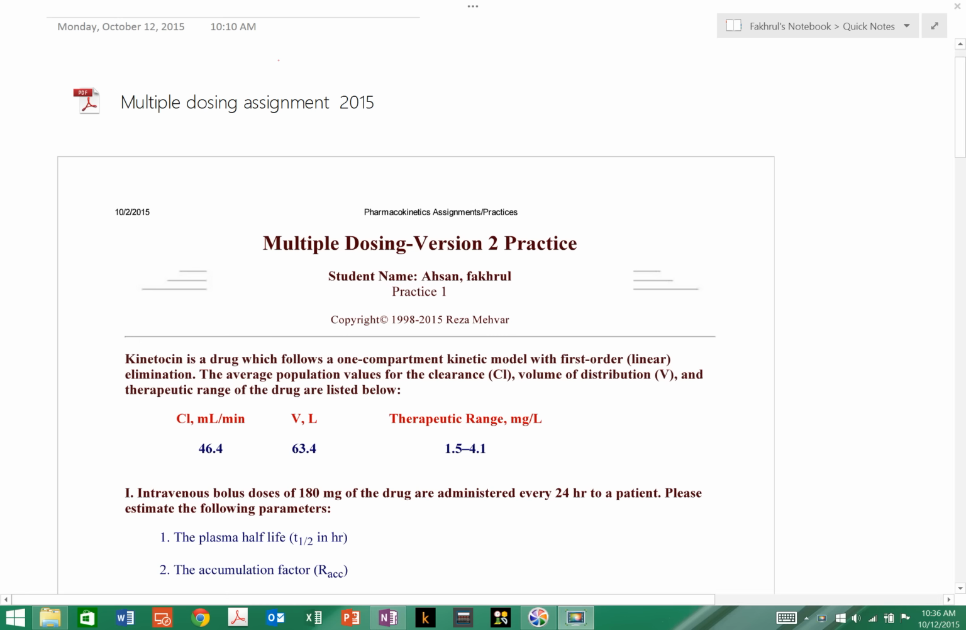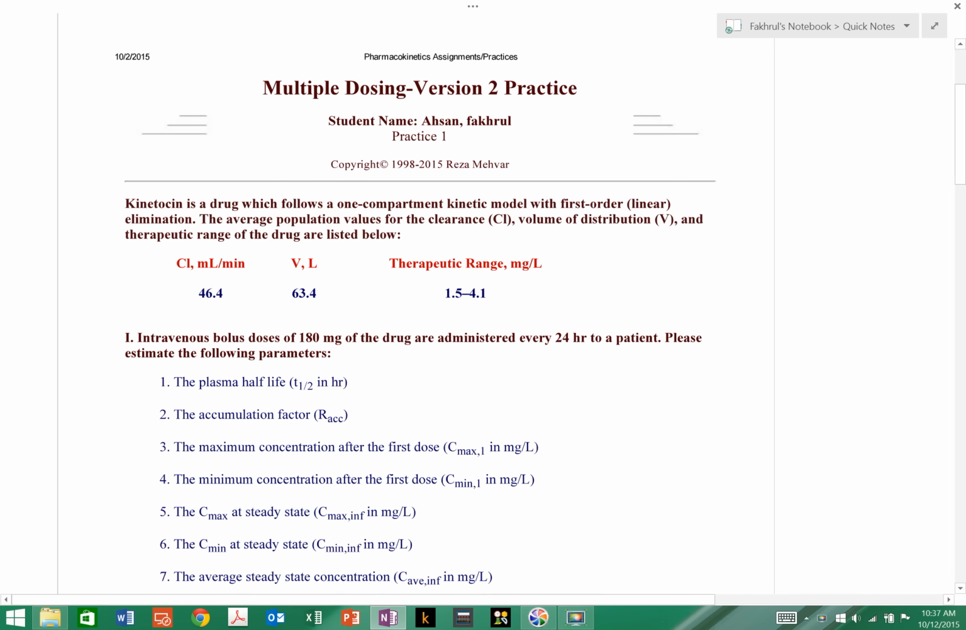Hello class, this would be the video for multiple dosing assignment. In all assignments you will see a question like this. Here, a drug follows a one-compartmental model, and then clearance.